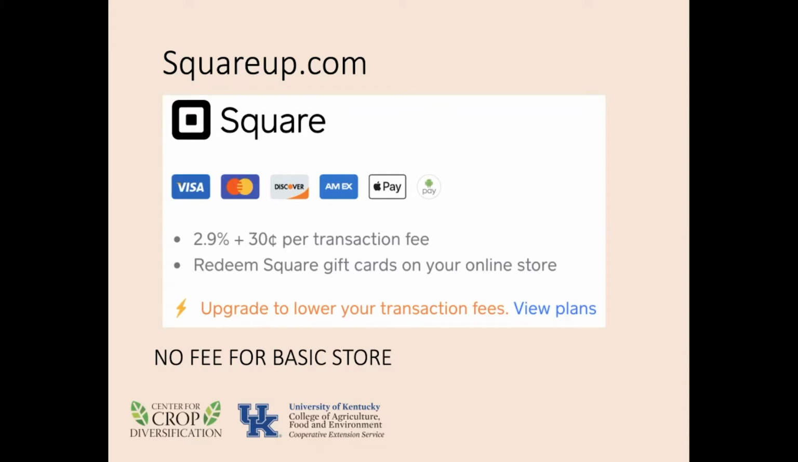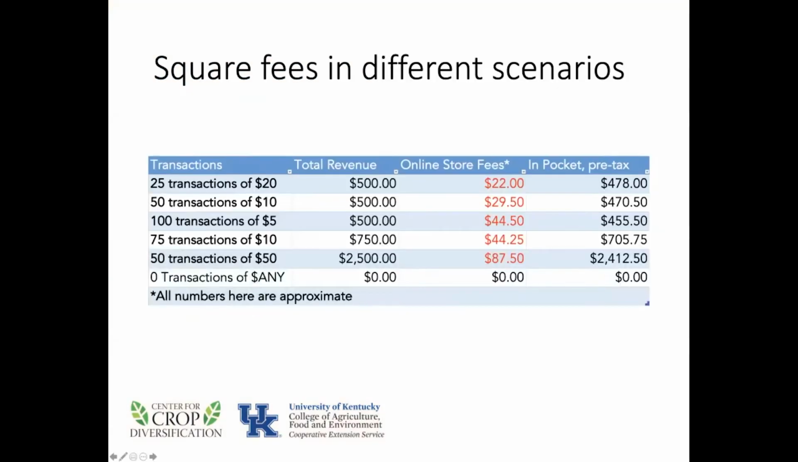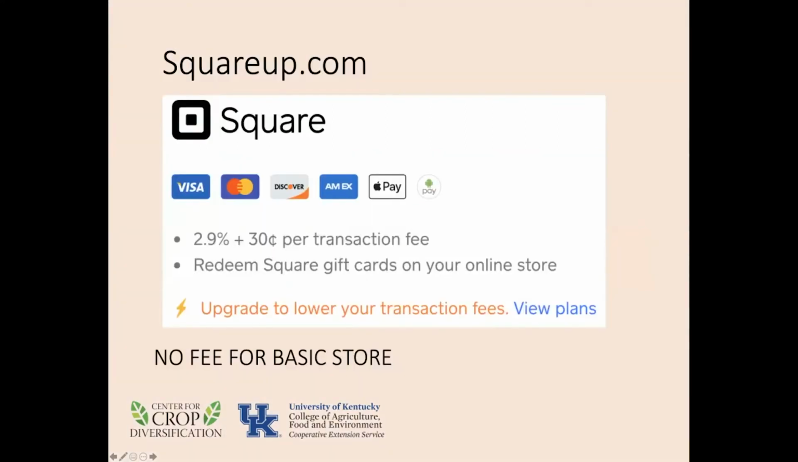I don't do too well in the abstract with things like this. Like, I don't know if 2.9% plus 30 cents sounds like a lot or a little. And so I just did a little quick math here, and I'll show you this. So these top three lines, the total revenue coming in is $500. The online store fees that will be charged based on the way that this revenue comes in are listed here. So you can see fewer transactions here, 25 of them, means you're going to have a lower fee. Again, remember, each transaction costs 30 cents.